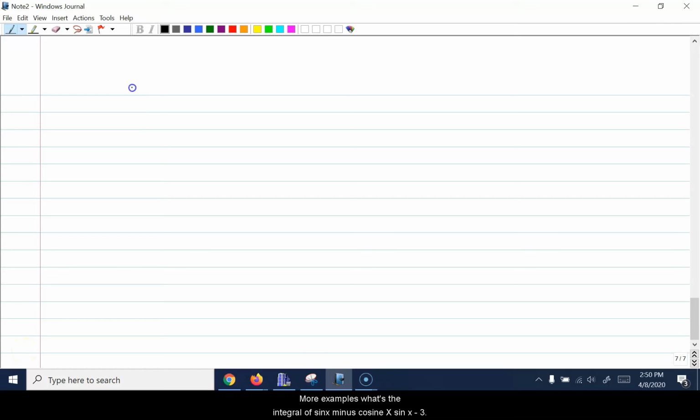More examples. Let's do, what's the integral of sine x minus cosine x? Let's make it sine x minus 3 cosine x. What's the integral of sine? Derivative of sine is regular cosine, but the integral of sine is negative cosine x.